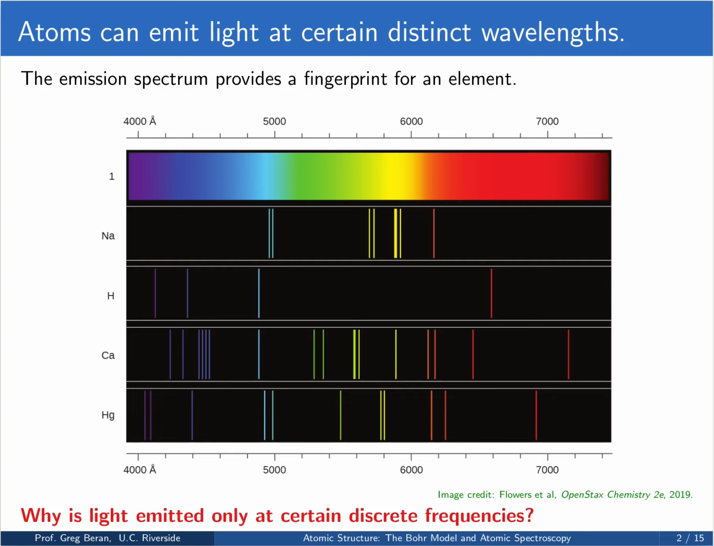So as we saw in an earlier lecture, atoms can emit light at certain distinct wavelengths. These are the atomic line spectra. And these emission spectra provide a fingerprint for that element. And as we said before, classical physics can't describe why we get just these discrete emission lines. And so our goal here is to build a model that describes these features and can explain why these lines occur at the particular places they do. And in particular, we're going to be focusing on the hydrogen atom.